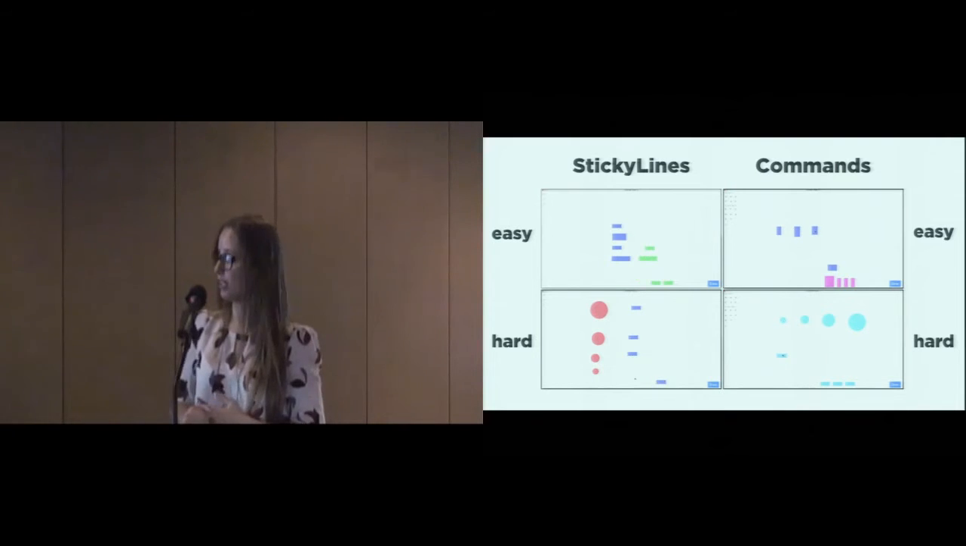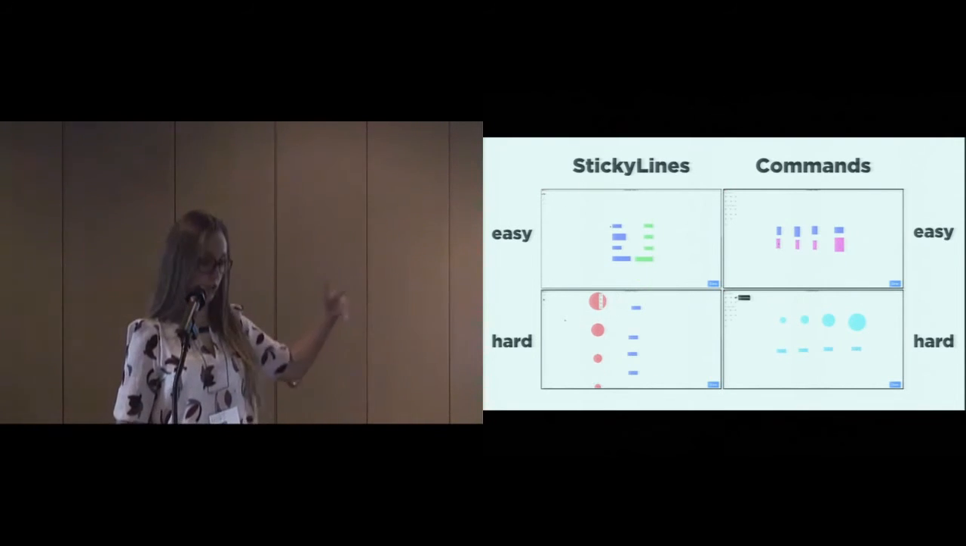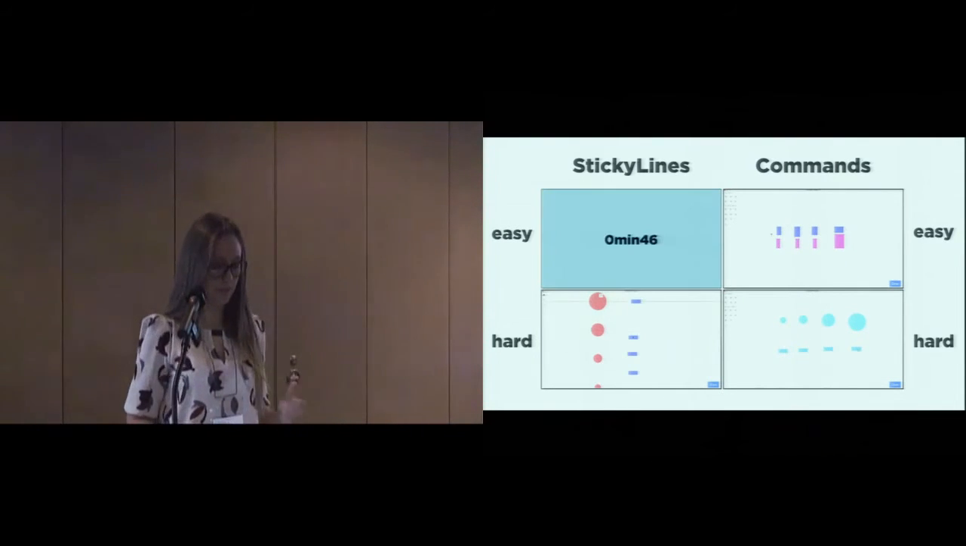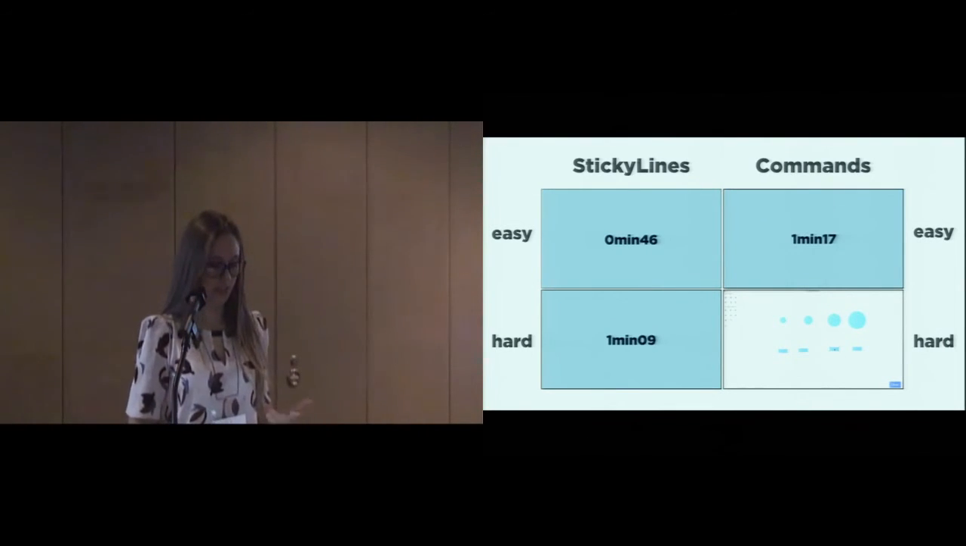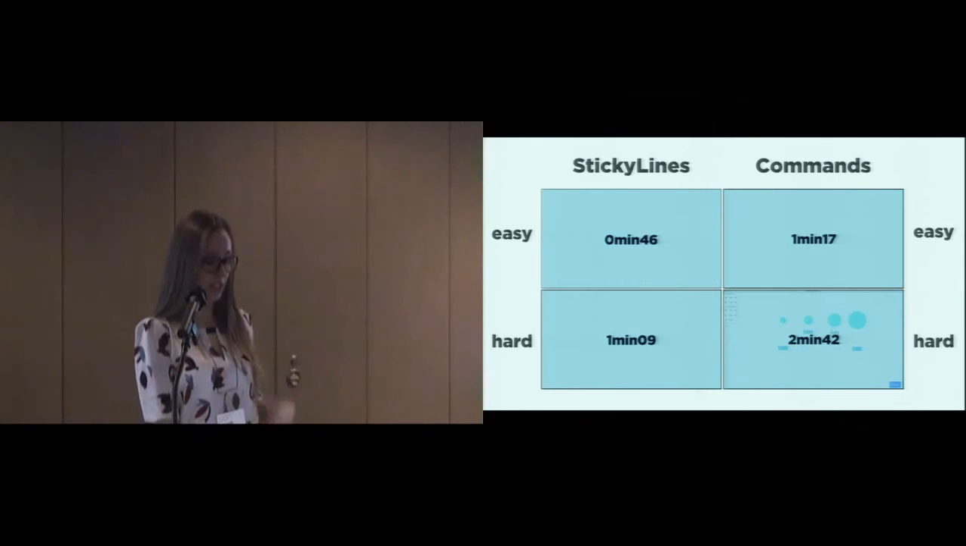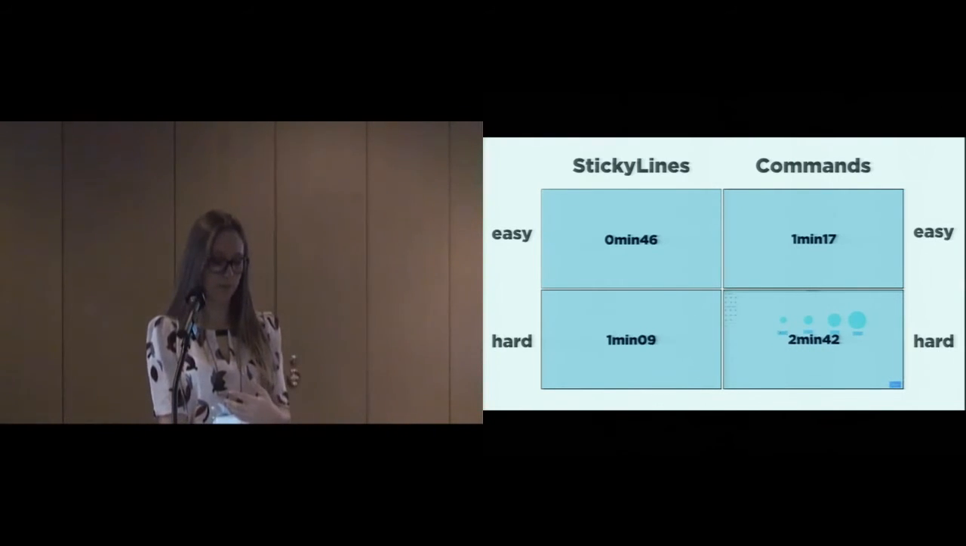Participants performed three trials in each of the 4 conditions for a total of 12 trials. For each trial, they were given a printed layout where they had to reproduce a target. And we told them to create it as quickly and as accurately as possible.